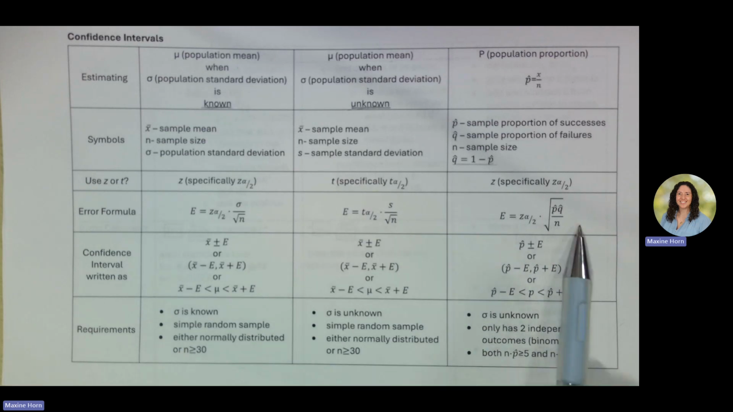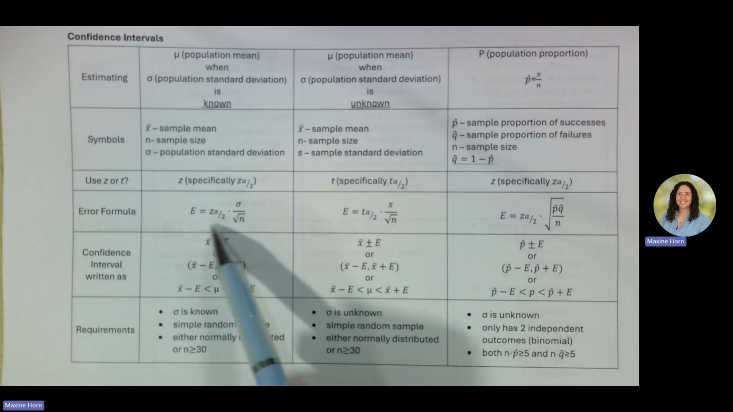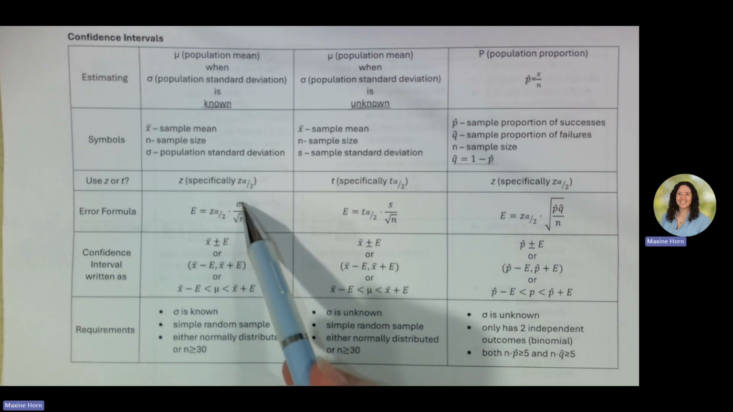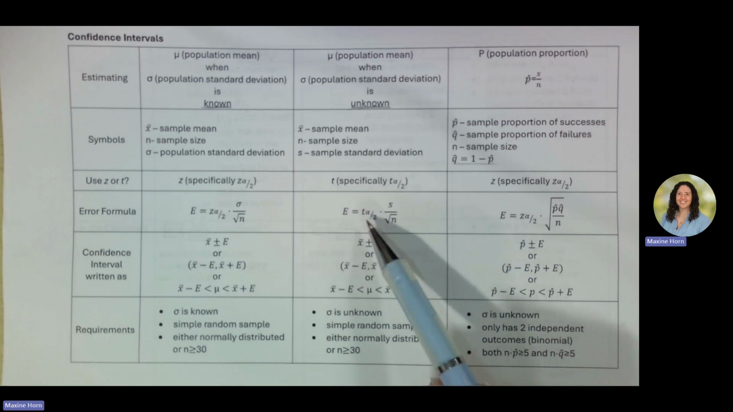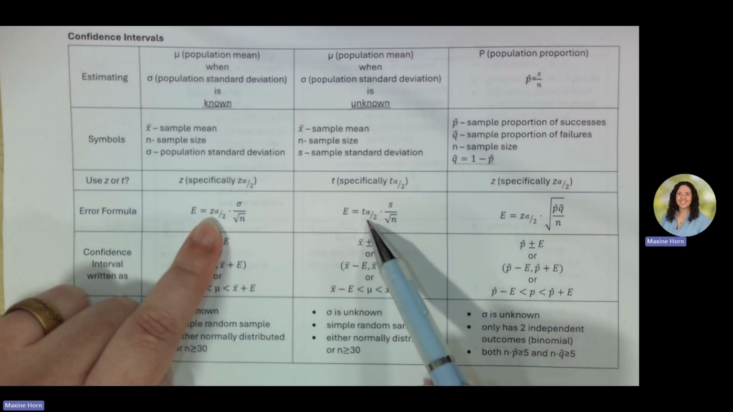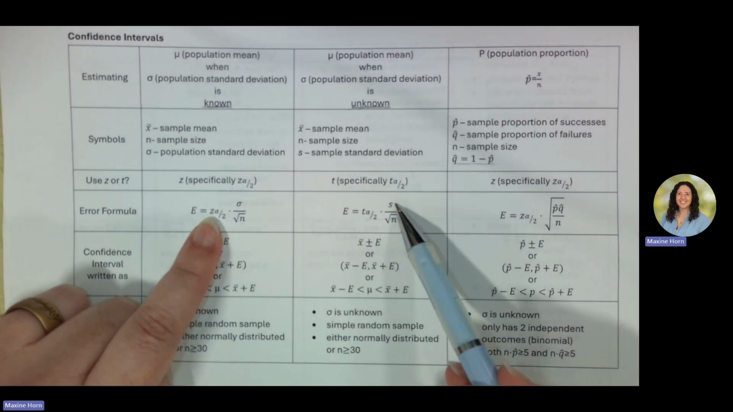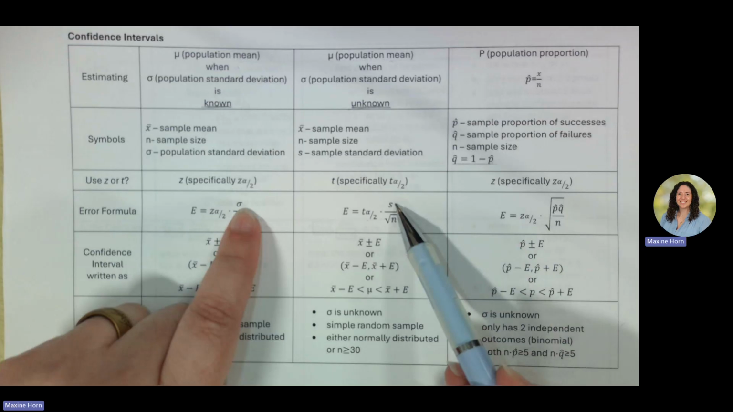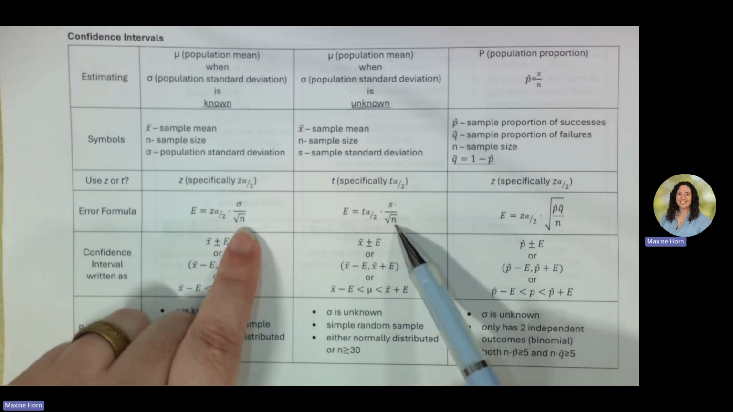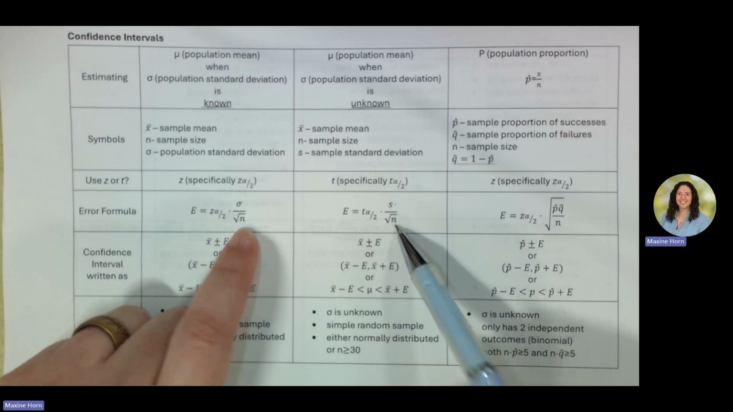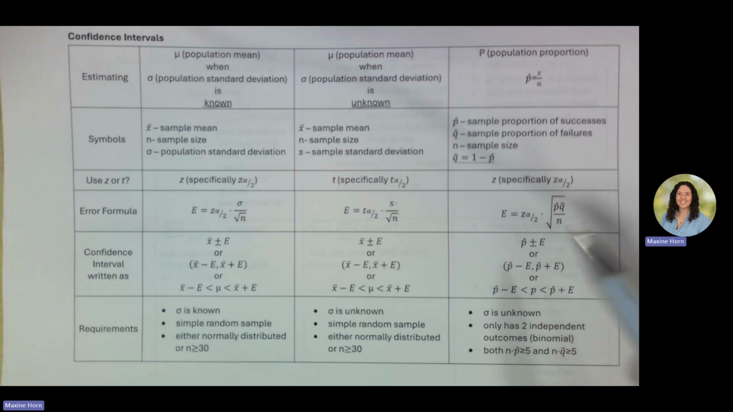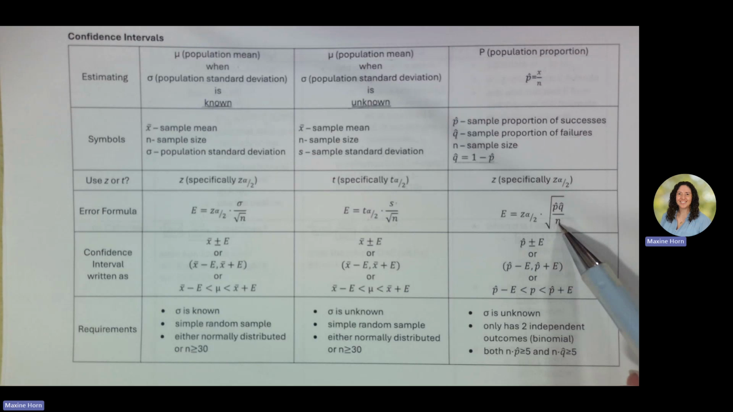We have three different formulas. Again, you'll need to know these formulas. So it's either z alpha halves times population standard deviation over the square root of the sample size, or t alpha halves instead of z alpha halves, your sample standard deviation rather than your population standard deviation over the square root of your sample size. And then with proportions, we have a different formula, our z alpha halves times the square root of p hat times q hat over the sample size.